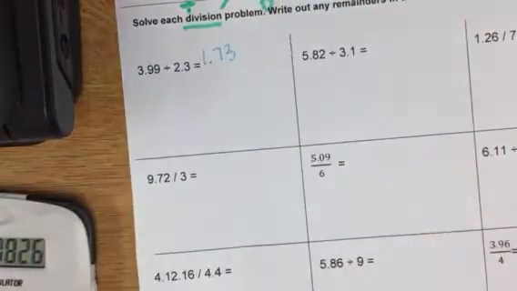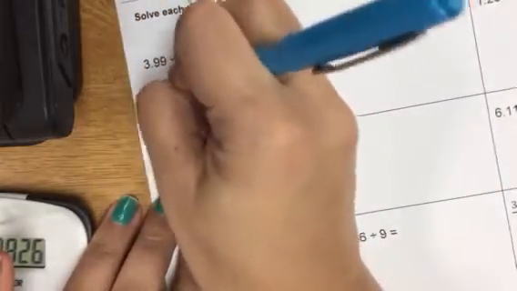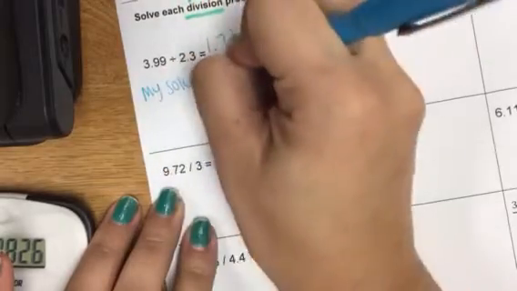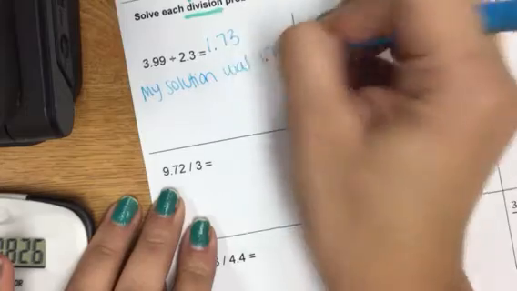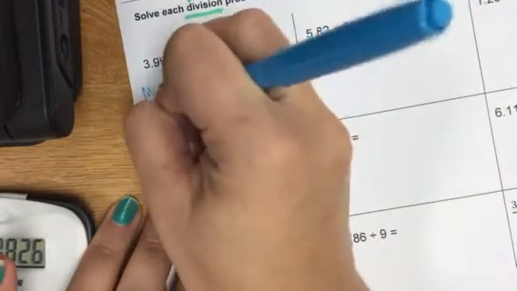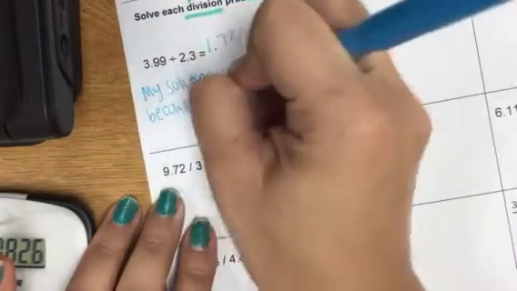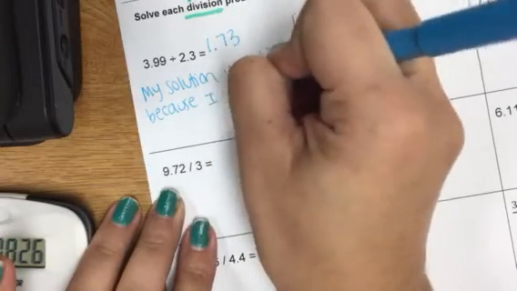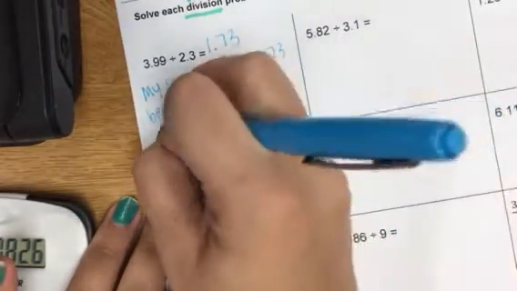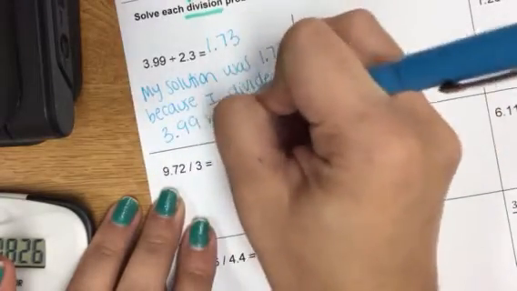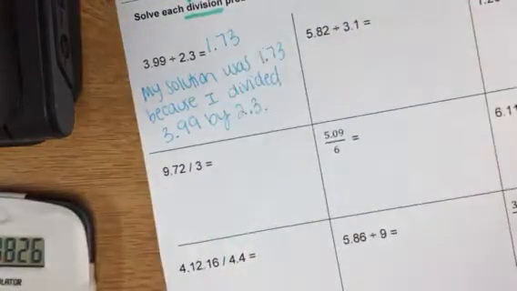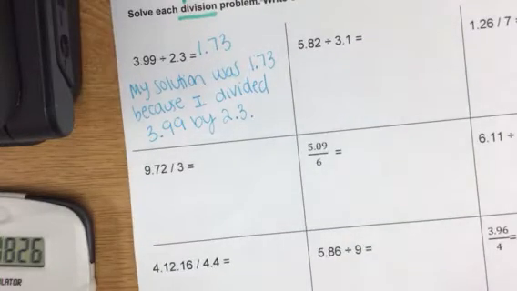And just like yesterday, we're going to be writing complete sentences stating what we did. So my solution was 1 73/100ths because I divided 3 99/100ths by 2 3/10ths. Okay. Make sure you get that down.